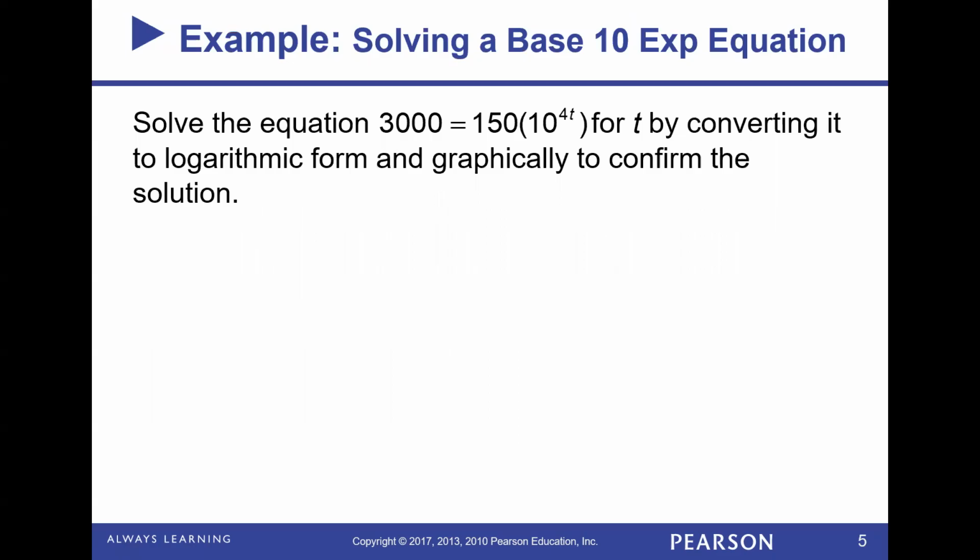So let's solve the following equation: 3,000 equals 150 times 10 to the power of 4t, by converting it to a logarithmic form. Now please understand that most of these problems are just going to say solve and then give you this equation. It doesn't normally say anything beyond that. It's just going to say solve and have the equation.